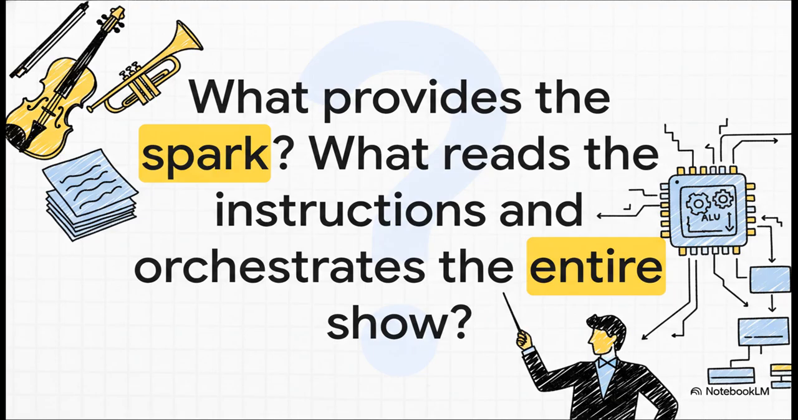But here it is, the big question, and this is why this all matters so much. Right now, we have a silent orchestra. We have all the instruments, the ALU, the memory, and we even have the sheet music sitting there in the ROM. But who's the conductor? What's the spark that actually reads the instructions, tells the ALU to add these 2 numbers, and then tells the memory to store the result? What's running the whole show?